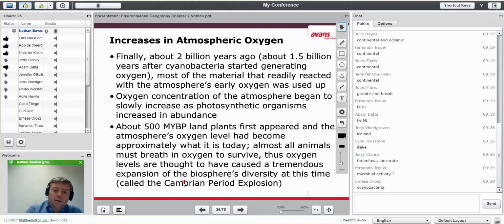And we talk about some geologic time periods. This is called the Cambrian explosion, the Cambrian period explosion. You've probably heard about that before.